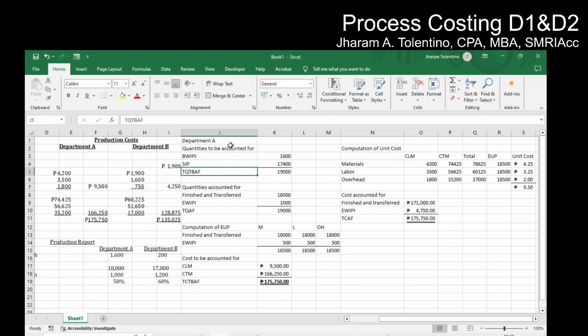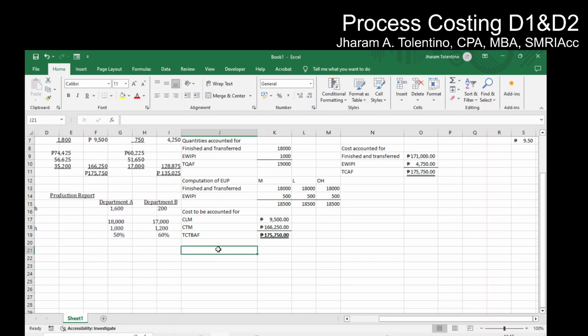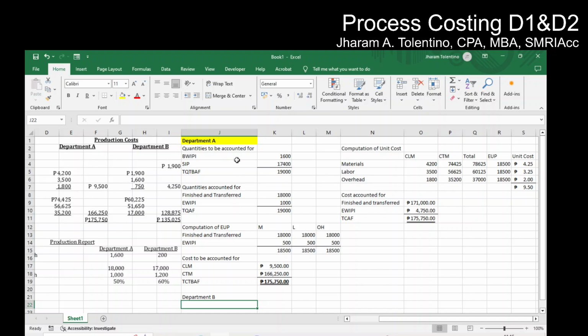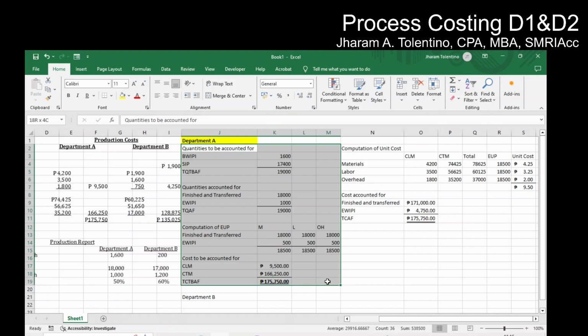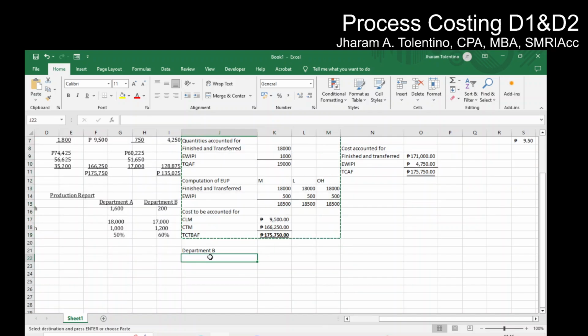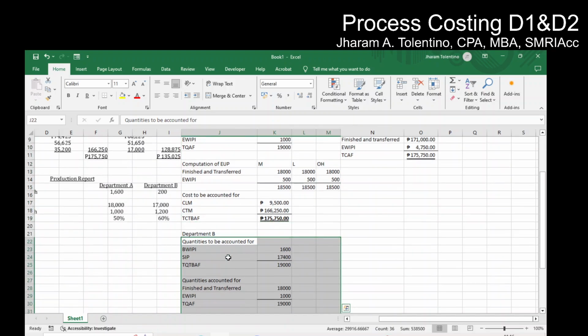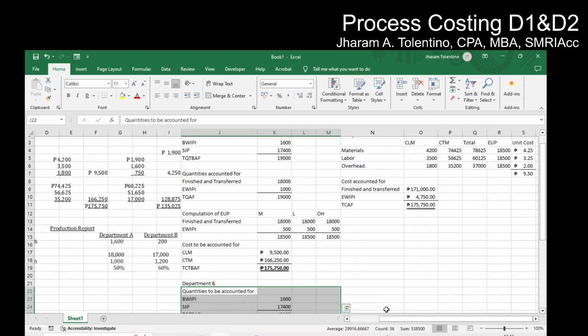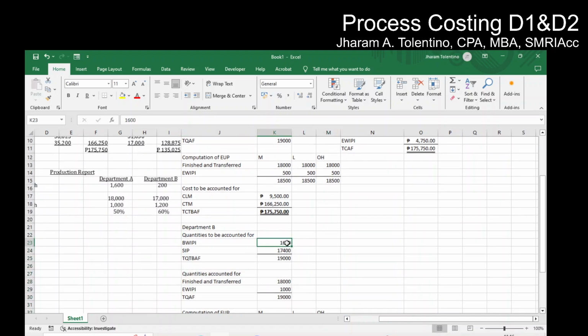Next, let's do Department B. Let's give it a color to make it easier. Okay, Department B. We will do the same thing, so I will just copy this. I guess we can copy all of it, except for the transferred in, correct. So we have beginning of 200. I'll just do this.